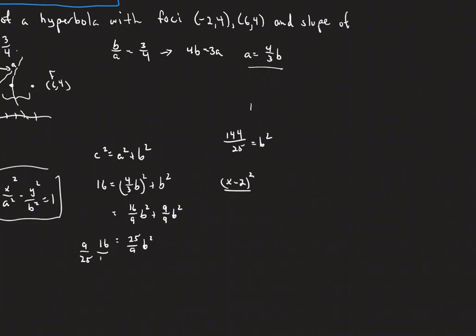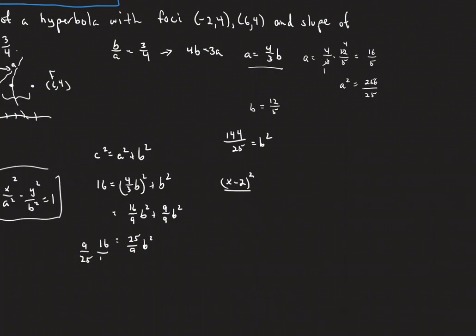So let's go ahead and solve for b. If we square root that, it'll be a little bit nicer to work with, 12/5. So our a is going to be 4/3 times 12/5. Yuck. So that's going to cancel and make that be 16/5, which means a squared is going to be a miserable 256 over 25.